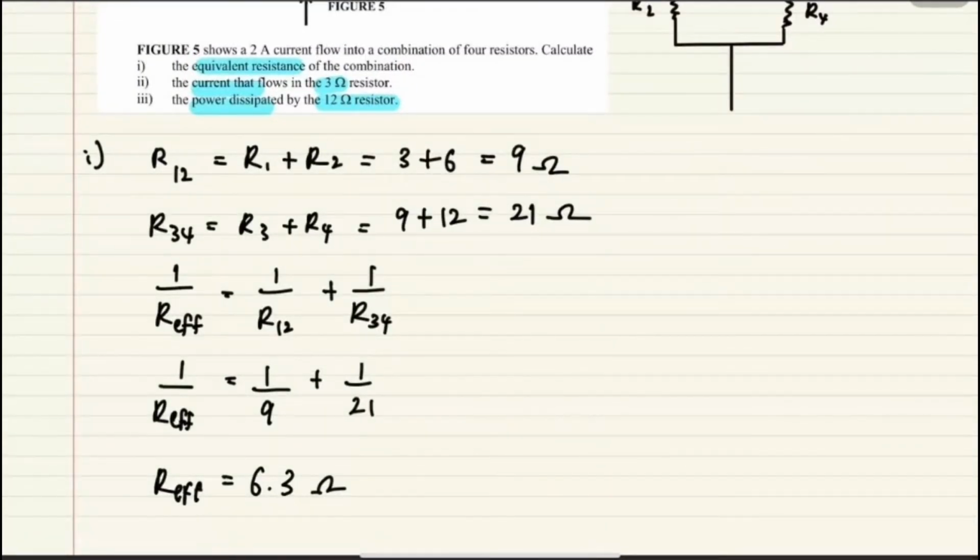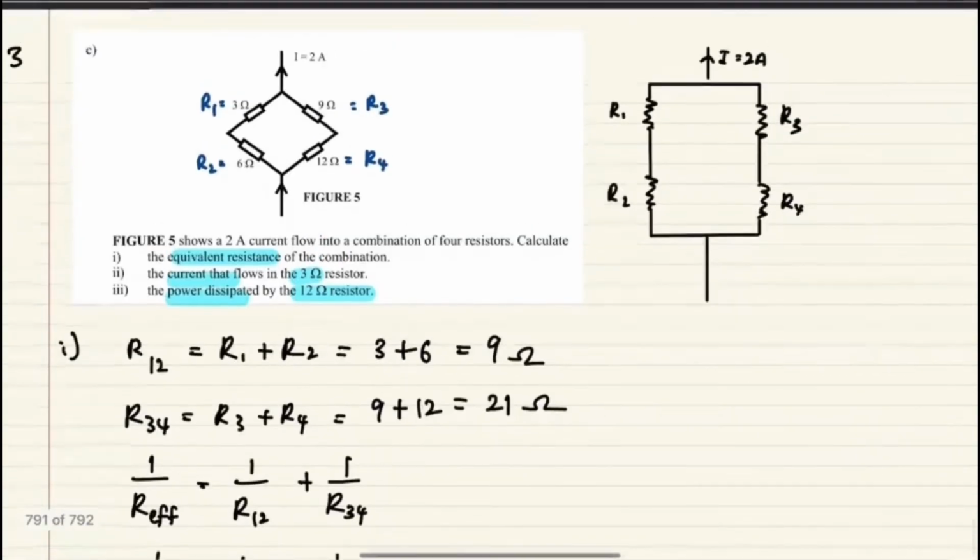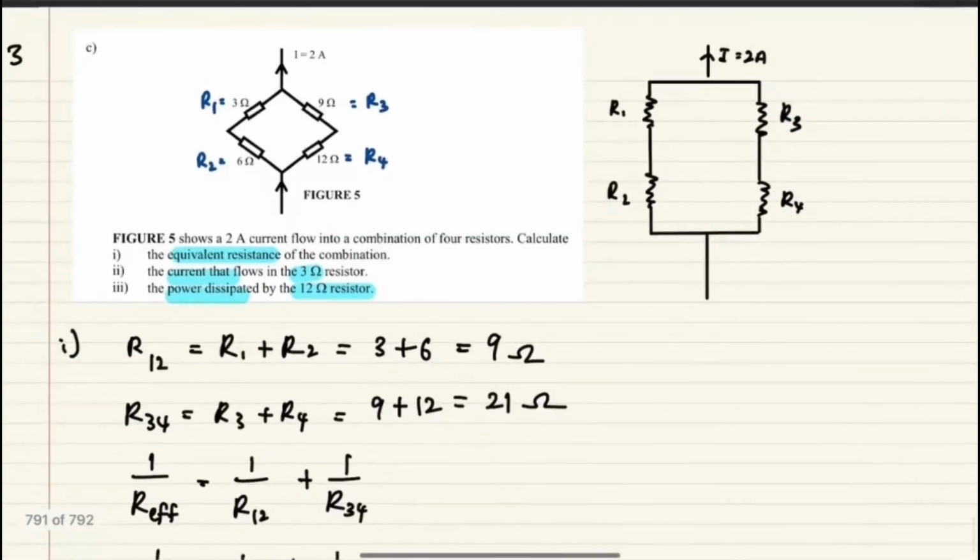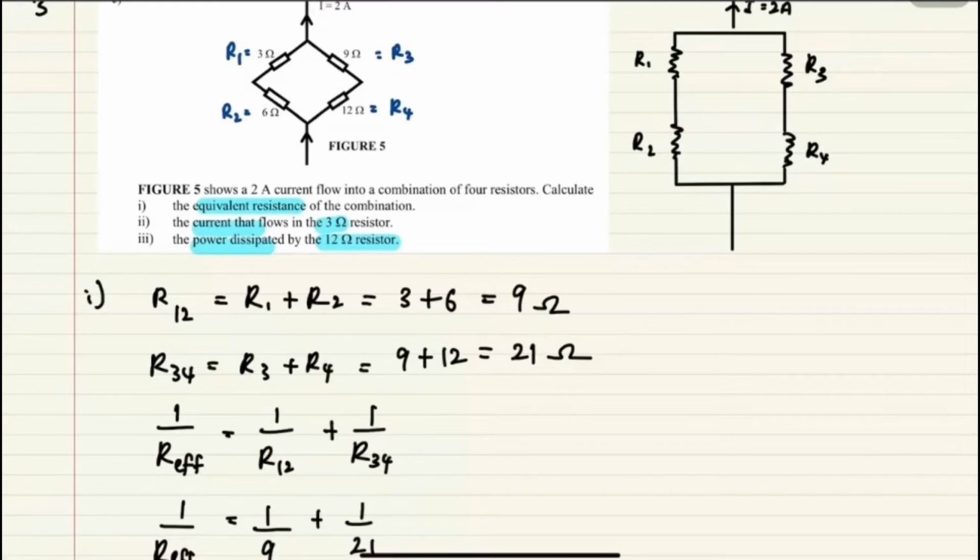Okay, the next question they want to calculate the current that flows in the 3 ohm resistor. Okay, the 3 ohm resistor is over here. On the 3 ohm. So basically they want to calculate I1. Okay, how do you calculate I1?